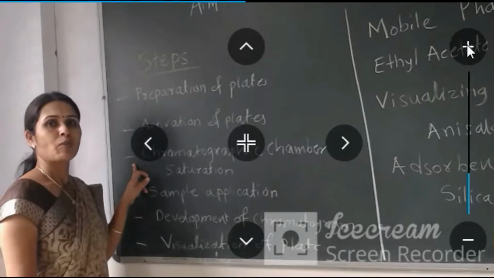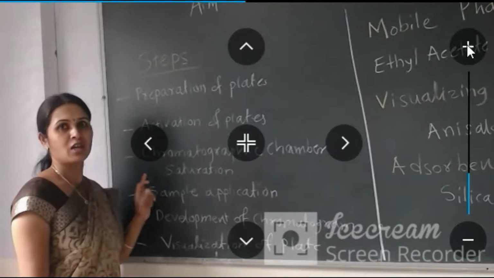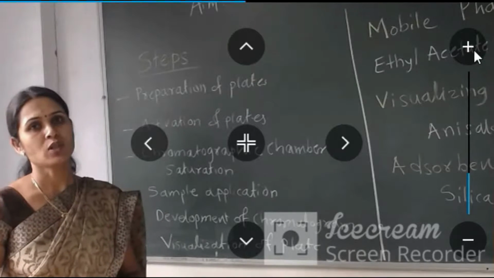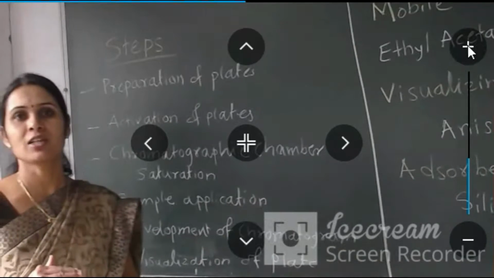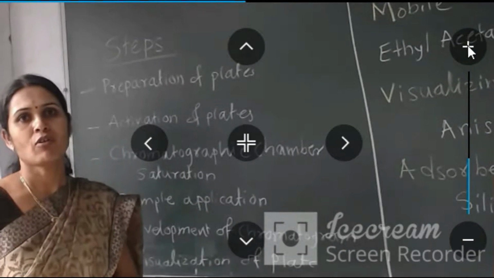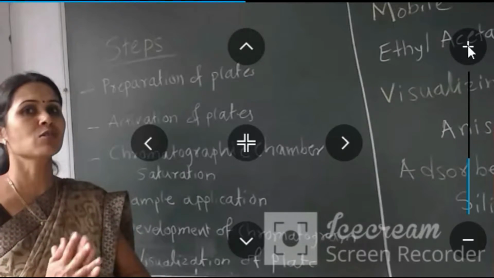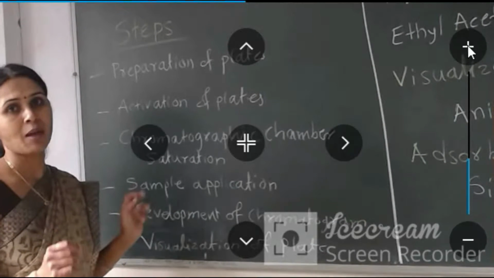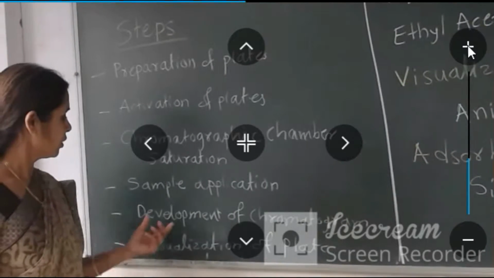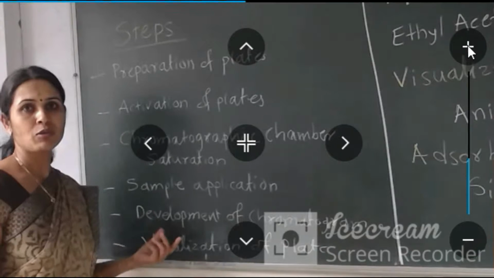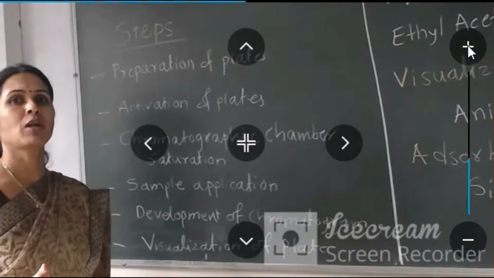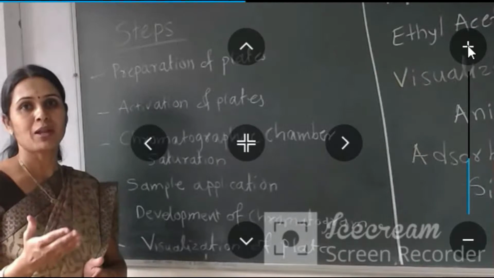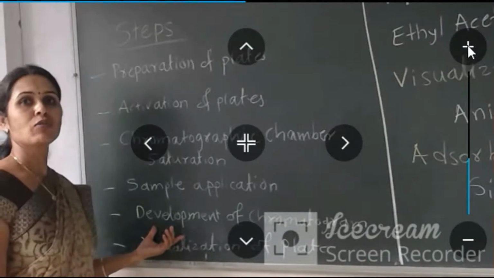Then chromatographic chamber saturation. Here, whatever mobile phase we are using, you are supposed to keep into the chamber and close that chamber for a particular period of time. That process is known as chamber saturation. Then we are supposed to apply the sample on the TLC plate. Then development of the chromatogram: you keep the plate into the chromatographic chamber and allow the mobile phase to run onto the plate. That is what development of chromatogram is.